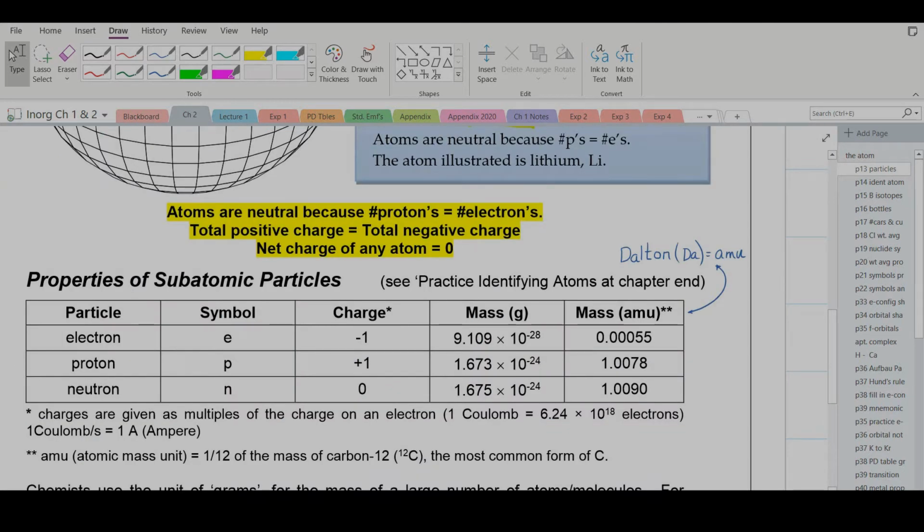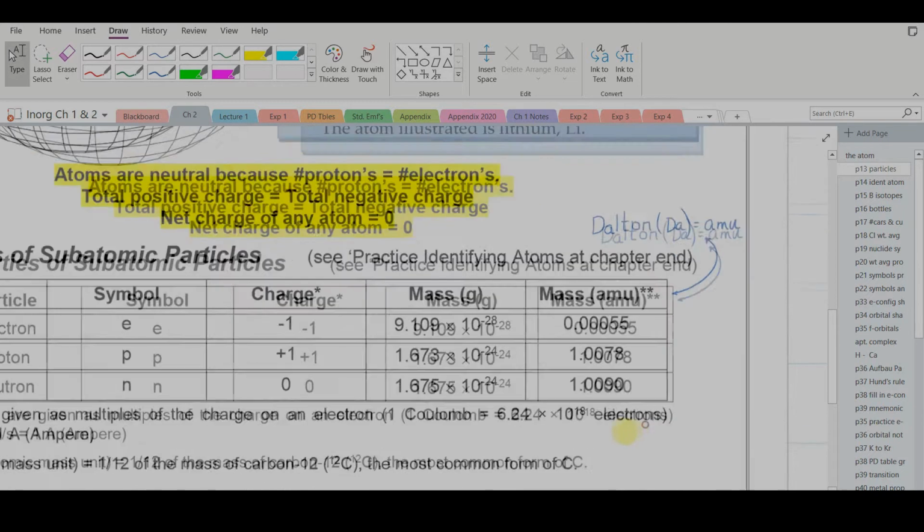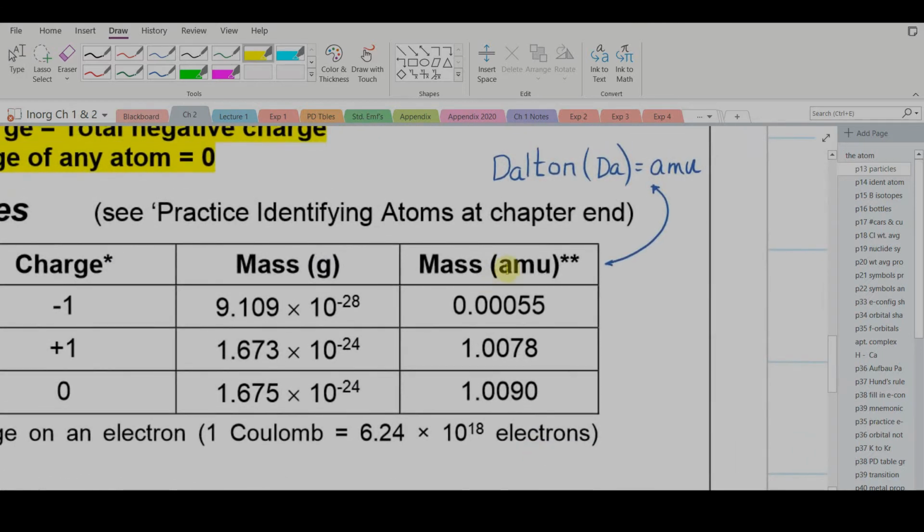The three elementary particles, here are their charges: -1 for an electron, +1 for a proton, 0 for a neutron. Here are their masses. Oh, scary looking numbers. Let's work in terms of the smaller unit of mass called an atomic mass unit. Atomic mass units have recently been named as Daltons. Short form is Da, and they are equivalent to atomic mass units.